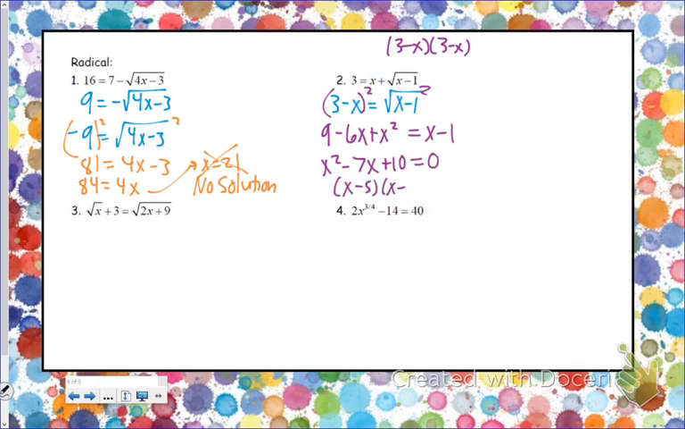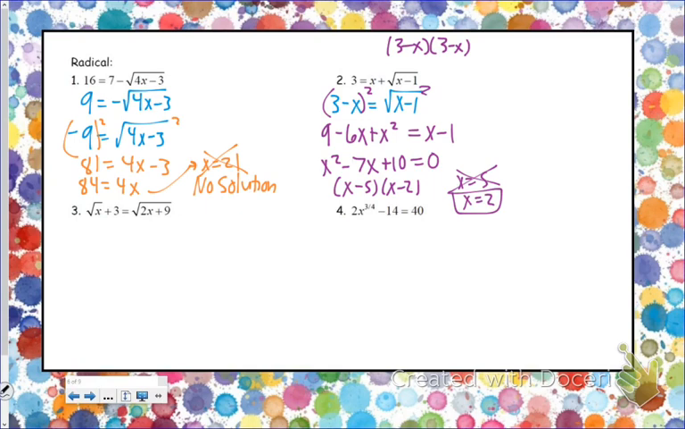So we can factor, and I get two possible answers, x equals 5 and x equals 2. Plug them back in, make sure they're not extraneous. If I plug in 5, I get 5 plus the square root of 5 minus 1. That is not equal to 3, so 5 is not a solution. But if I plug in 2, that does work, and I do get an answer.